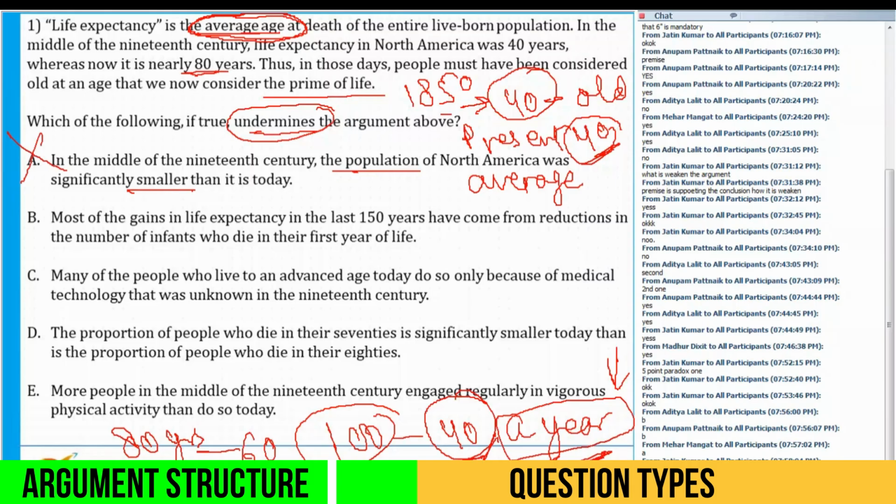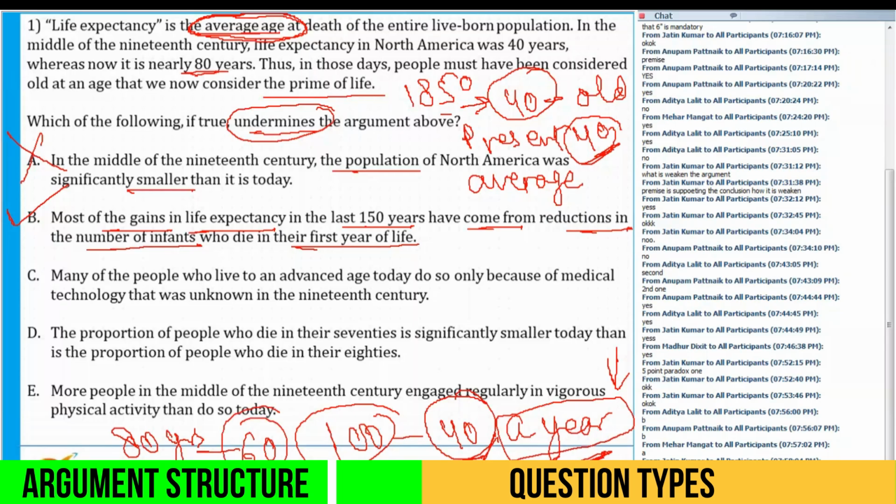Answer for this question, rightly marked by Aditya and Anupam, should be B. If I say most of the gains in life expectancy in the last 150 years have come from reductions in the number of infants who died in their first year of life, that means earlier, out of 100, 40 children used to die within a year of birth. The remaining 60 went on to live till 80 years.